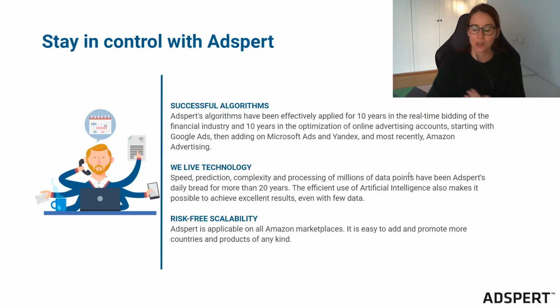We have 10 years of experience. We actually didn't start with Amazon advertising. Of course, it wasn't there 10 years ago. We started with Google Ads, added on Microsoft Ads and Yandex, and most recently Amazon advertising. So this technology, the speed prediction algorithms, all of this, it's in our blood, if you will, for the last 10 years. And now we're just taking all of that experience, looking into Amazon advertising, finding everything that is special about it and making it work for the platform. And it allows a risk-free scalability.